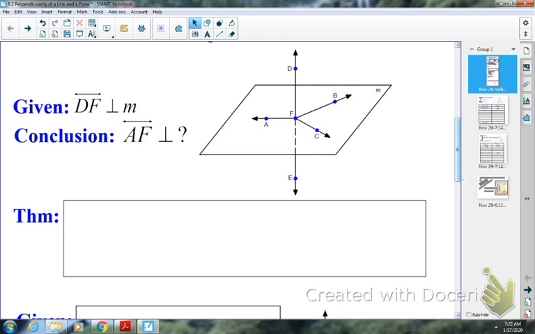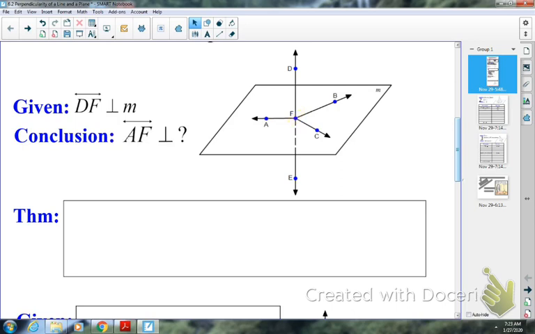So again, in general, we said if a line is perpendicular to a plane, it's perpendicular to every line in the plane that passes through the foot. In this particular picture, line DF intersects plane M at point F. Therefore, line DF is perpendicular to every line in the plane that goes through F. So in this case, line AF would be perpendicular to line DF, because AF obviously has an F in it. I didn't ask you this question, but line DF would be perpendicular to line FB, and line DF would also be perpendicular to line FC. Any line that goes through F that lies in the plane, DF is perpendicular to it.